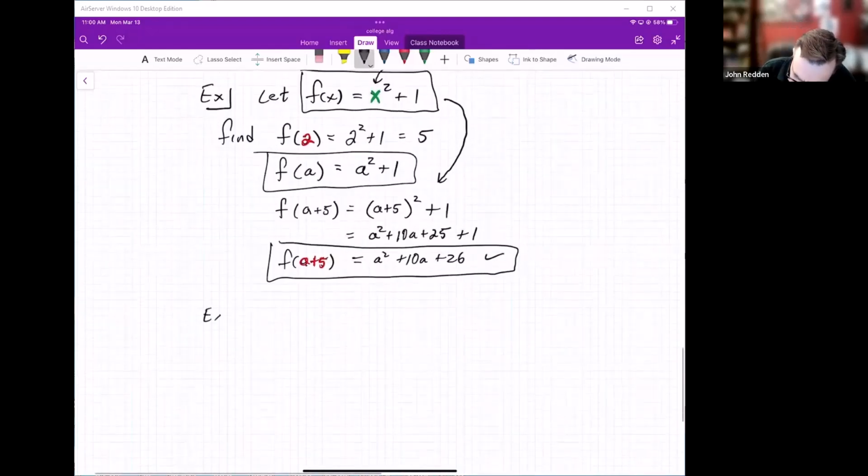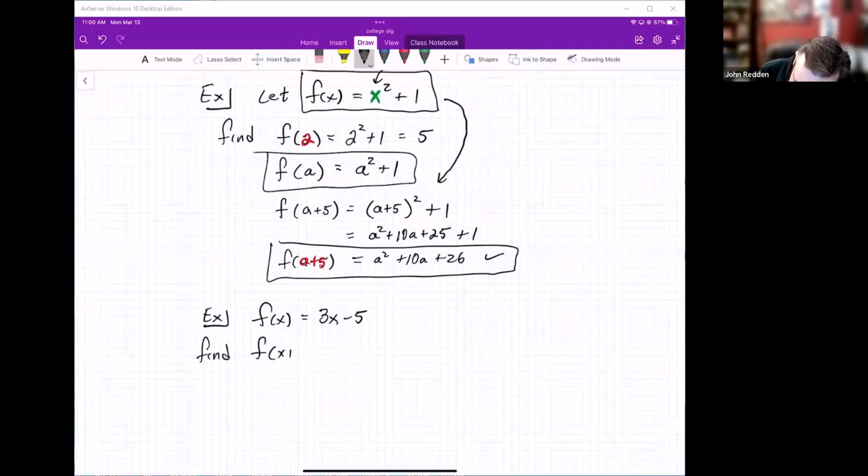So here's an example. Let's just do something linear. Let's say we have here f of x equals, let's go with 3x minus 5. And it wants us to find f of x plus h. Now, this is going to be part of a quantity that's important later. But what this is saying is to plug in x plus h wherever you see an x. And I know that throws people off, like it's x, it's the same x, it's confusing.